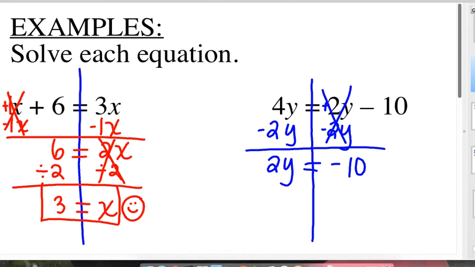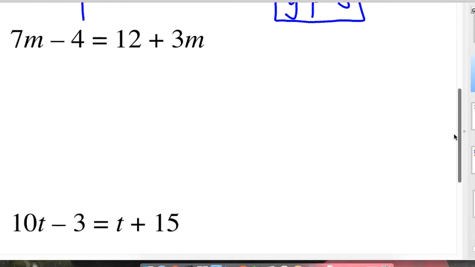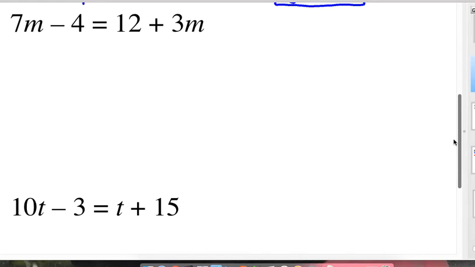Last step is to isolate the variable, right? Break that 2 off by dividing by 2. So those 2's go away, and y equals negative 10 divided by 2 is negative 5. Be very, very mindful of those negatives and don't make careless errors. Unfortunately, they're so easy to make. Careless errors.